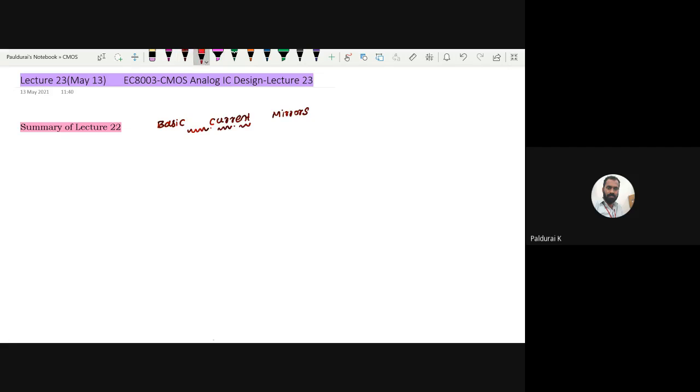First point, we discussed the need for a current source. Current sources are everywhere, and I have given some circuits where we discussed current sources. So the current source is very important. What is the problem in a current source? Biasing, right?